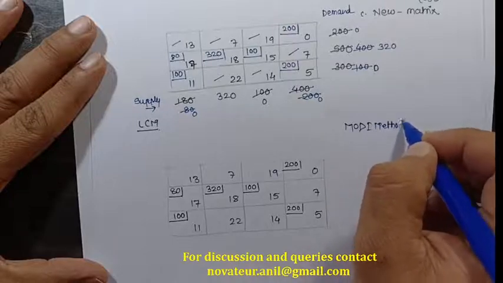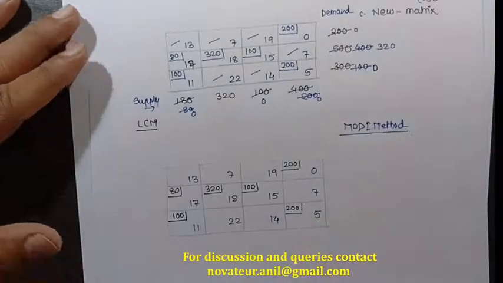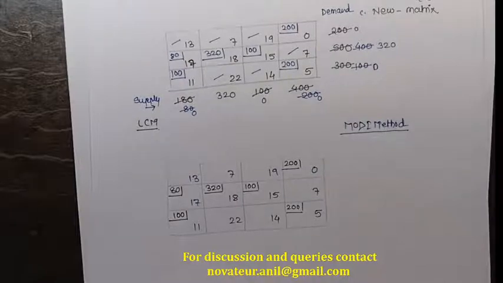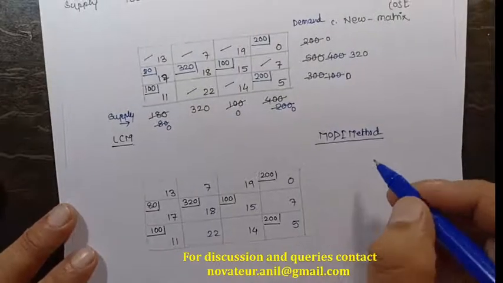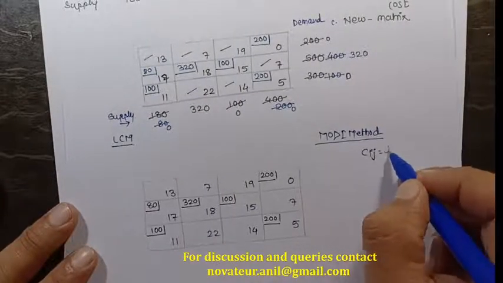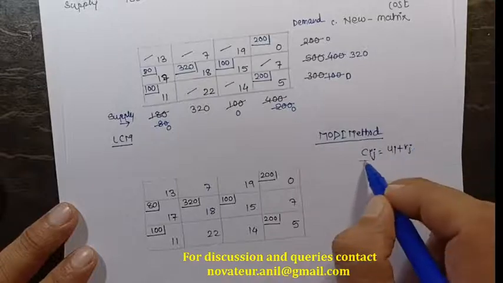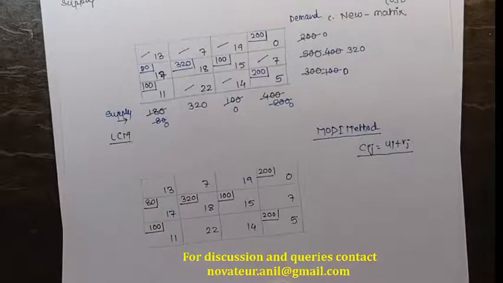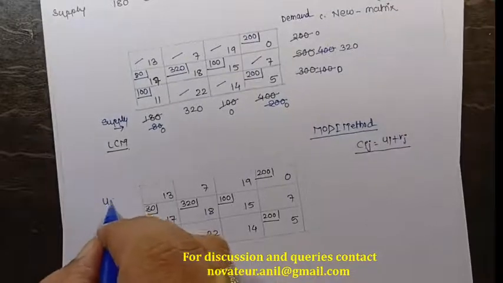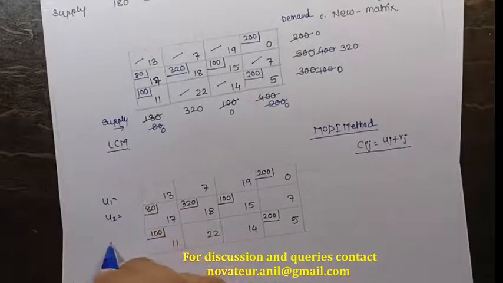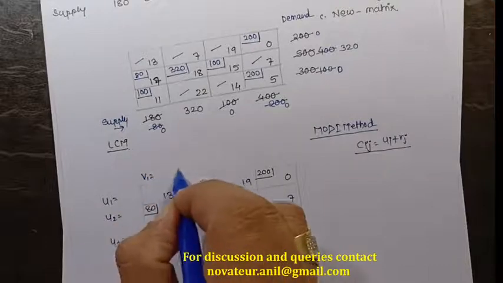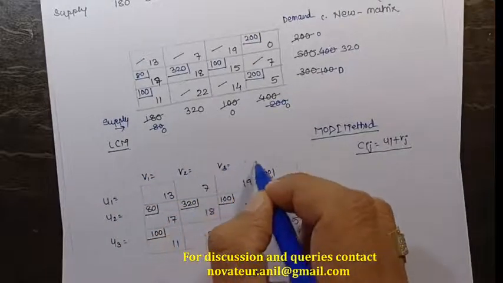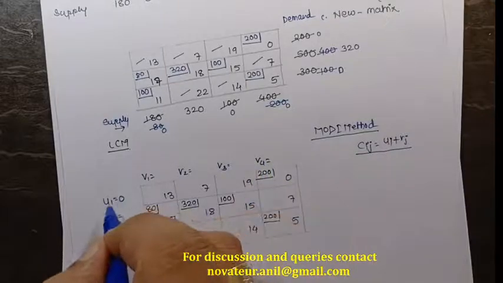In order to solve this maximization problem with the MODI method, we need to first perform two operations. One is on occupied cells and one is on unoccupied cells. The formula for occupied cells is Cij equals Ui plus Vj. Please refer to my previous video to understand it better. I have explained this in detail in the previous lecture. So now I'll put this as U1, U2 and U3, and this is my V1, V2, V3 and V4. U1 will be 0 by default.